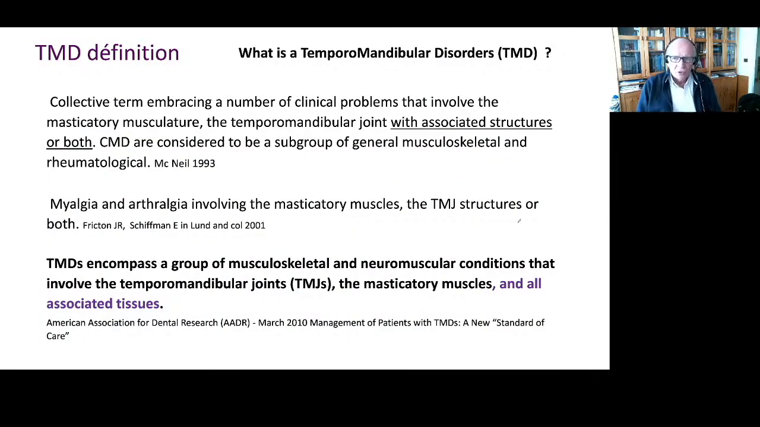The TMD definition from 1993 is a collective term embracing a number of clinical problems that involve masticatory muscles, the temporomandibular joint, and associated structures, or both. It is very unclear.